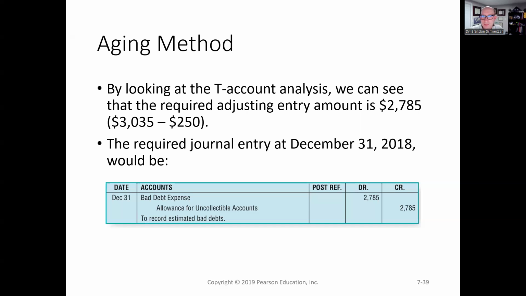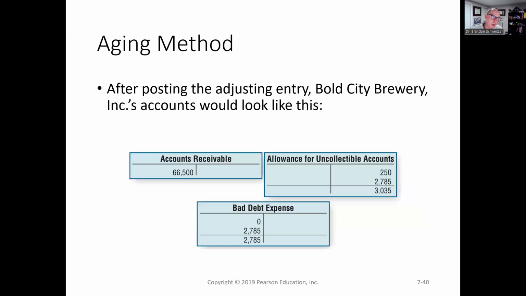So, looking at our accounts, we've adjusted downward by 250. So we debit bad debt expense and credit allowance for doubtful accounts to represent the journal entry that we would make using the aging method. And updating our balances accordingly, we can see using the T accounts where we derive those figures from. So that is the aging method.